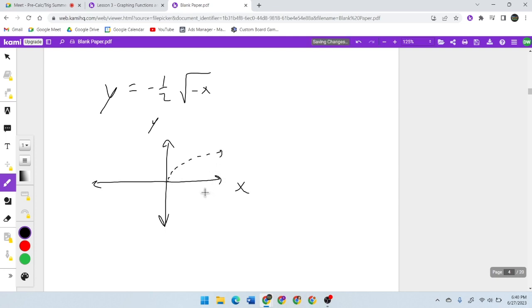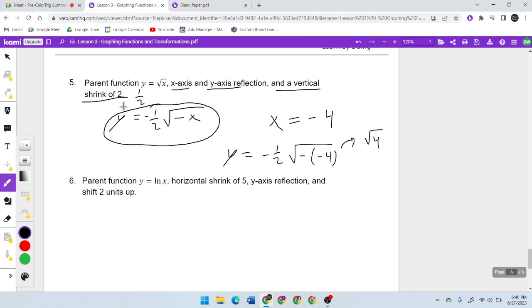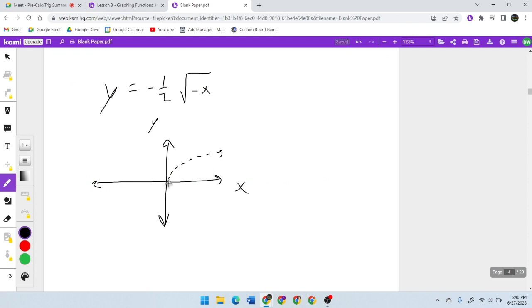Next, I can do the vertical shrink. That's going to make it more flat, like a pancake. But I really shouldn't write so hard, because I need to erase it, since it's going to be an x and a y-axis reflection. So this is the x-axis reflection, and then another y-axis reflection brings it over here. And don't forget that it's still smushed like a pancake. And this is what the graph will look like. Notice only the negative values for x are going to work here.